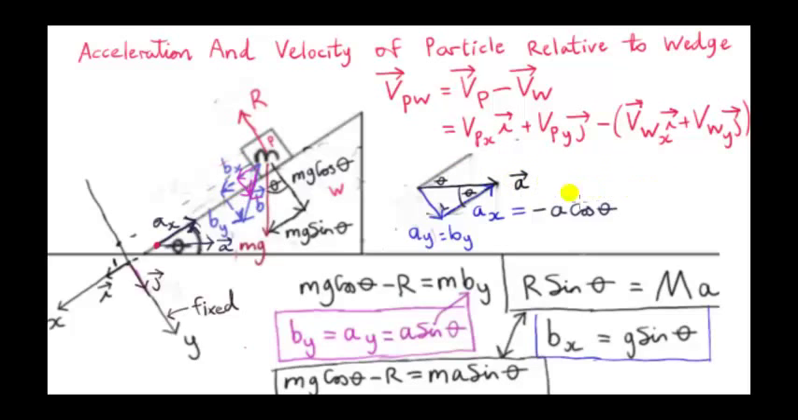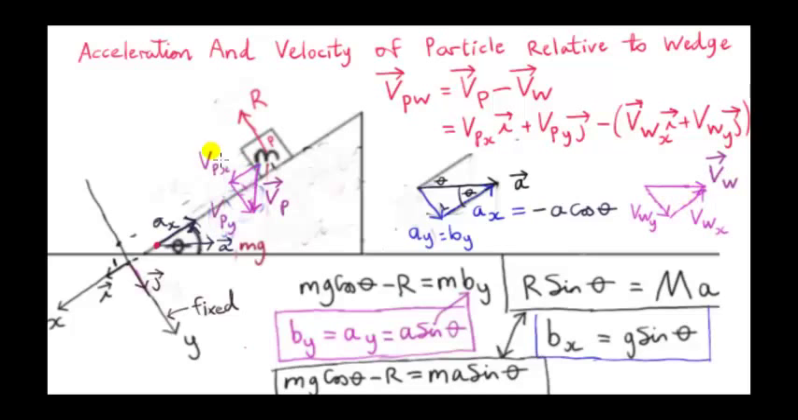The velocity of the wedge will be in the same direction as the acceleration. Okay, the wedge starts at rest, it accelerates to the right, so its velocity is to the right. So let's say this is VW. Well, VW has a y component and an x component. We've seen before that the y components of the accelerations of the particle and the wedge are the same. So it's the same story for the y component of the velocity. This vector here is identical to this vector here.